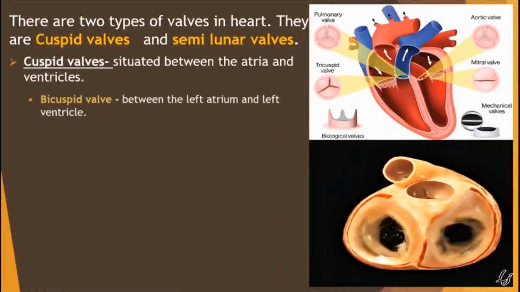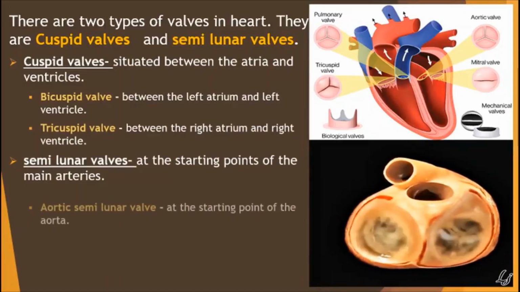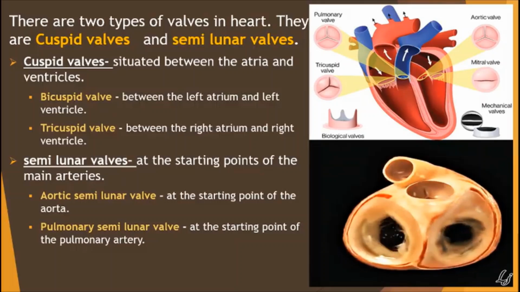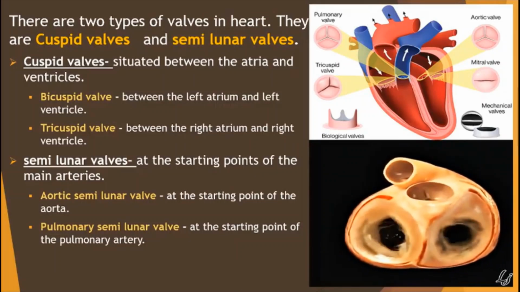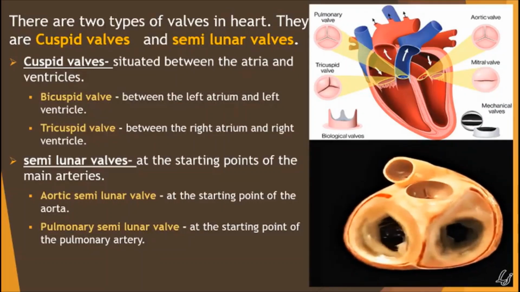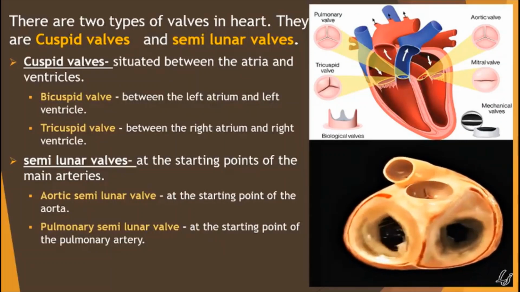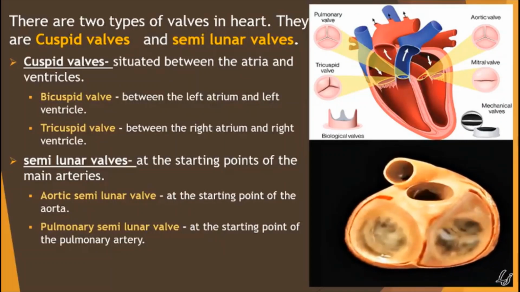There are 2 types of valves in the heart. They are cuspid valves and semilunar valves. Cuspid valves are situated between the atria and ventricles. There are 2. The bicuspid valve or the mitral valve is in between the left atrium and left ventricle. And the tricuspid valve is in between the right atrium and right ventricle.